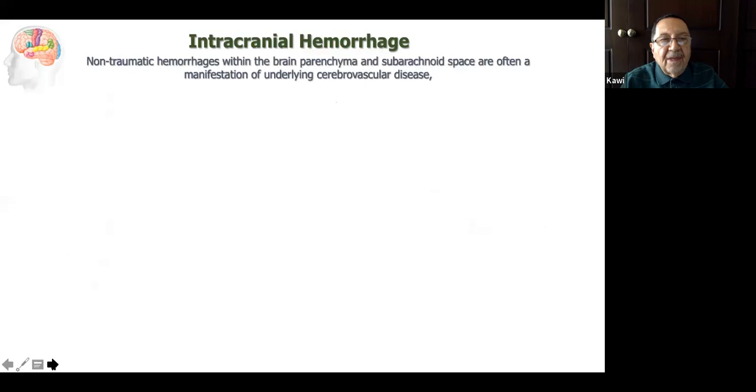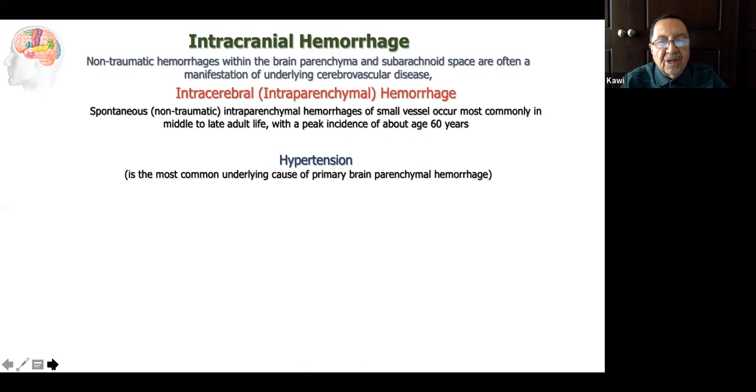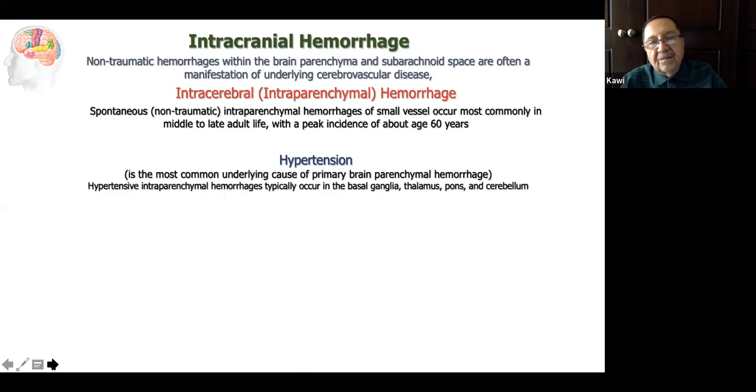Intracranial hemorrhage now. Non-traumatic intracranial hemorrhage in the brain parenchyma is often a manifestation of an underlying cerebrovascular disease. There is an intraparenchymal hematoma, which is non-traumatic, due to small vessel disease fragility related to hypertension, the most common cause of parenchymal hemorrhage, and typically occurs in the basal ganglia or the thalamus. And vasculopathy, such as amyloid angiopathy, which we'll talk about.